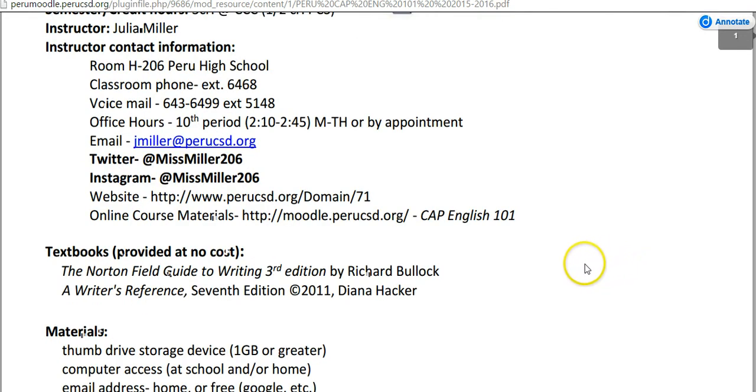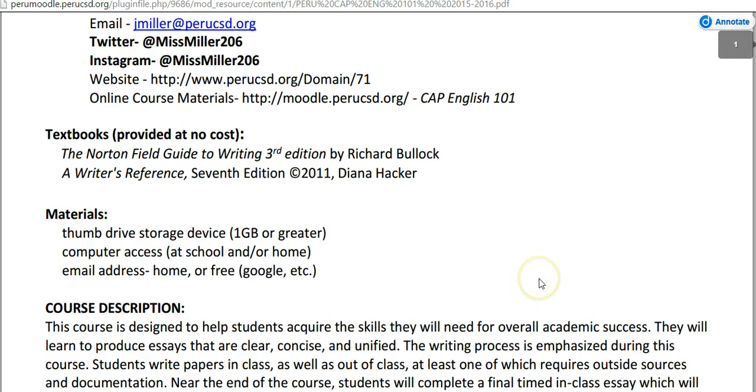The textbooks are provided for this course at no cost to you, but must be returned in good condition: The Norton Field Guide to Writing, the 3rd edition, and A Writer's Reference by Diana Hacker. You really don't need anything for this class other than the textbooks and computer access, but if you like, you can have a thumb drive, and you have a school email address now, so you can use that.